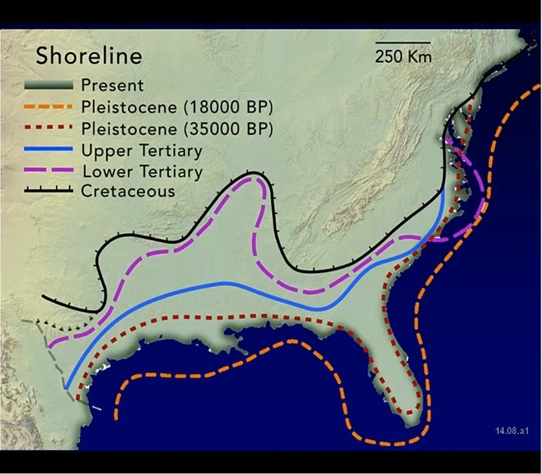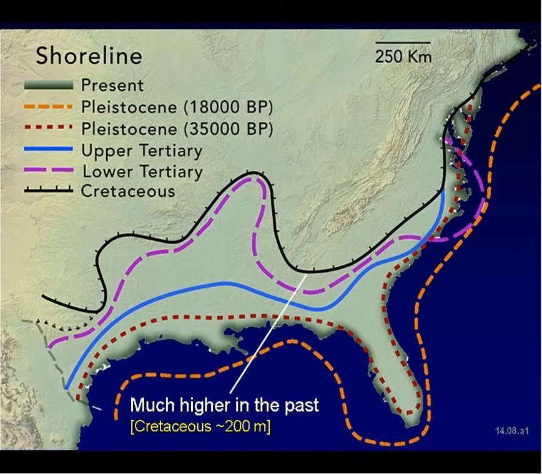In terms of the actual heights at these particular times, we see the sea levels in the Cretaceous were much higher in the past, about 200 metres higher than current sea level, and for the Pleistocene at 18,000 years ago, during the maximum of the last ice age, it is about 125 metres lower than present sea level today.